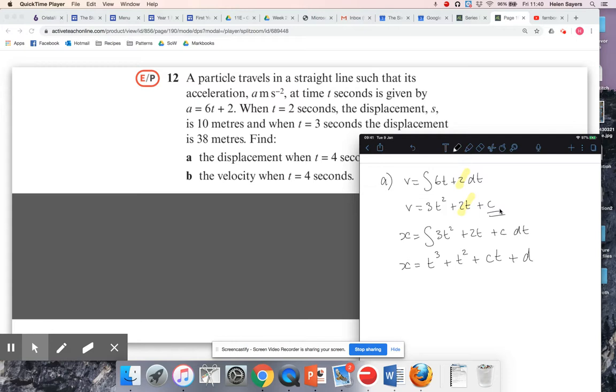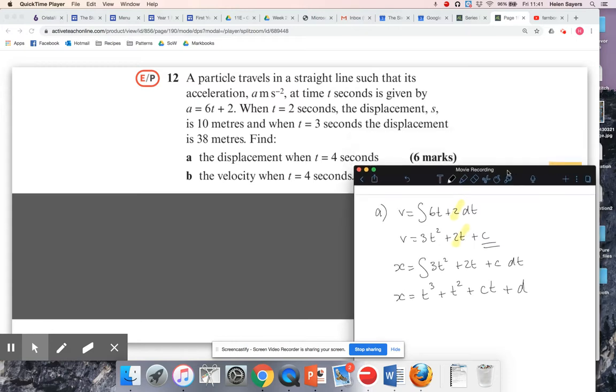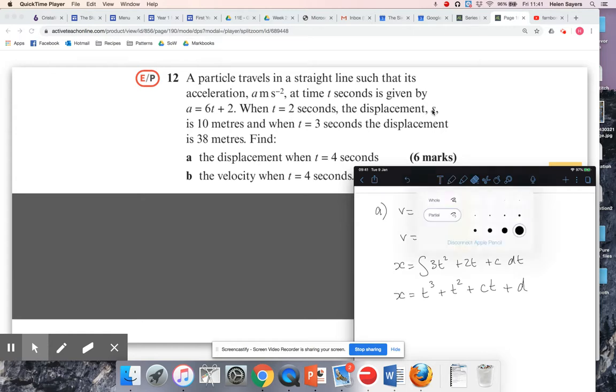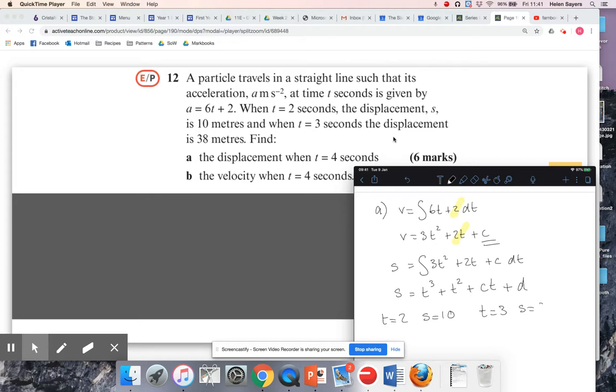Right, so I've got 2 unknowns, but if I go back to the question, there's 2 things that are okay. The first is this is worth 6 marks, so I'm expecting this to be a longish question. And the second is they have given me two bits of information. I have noticed as well that they're using S rather than X, so I'm going to change that to S. They've told me that when t is 2, S is 10, and when t is 3, S is 38.